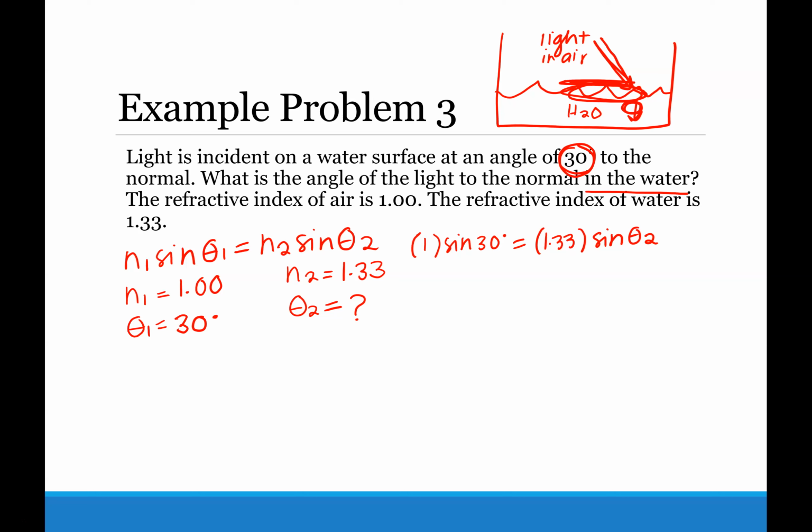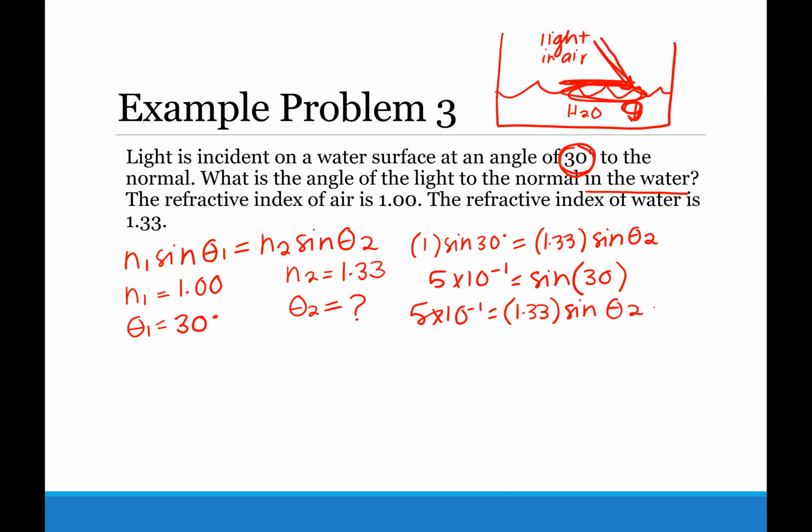to the beginning. So sine of 30 degrees, so sine of 30 is going to equal 5 times 10 to the minus 1. And the way that I wrote that in my calculator, I just pressed the sine button and open parentheses came up automatically. I typed 30 and then I pressed enter. And so that's what that equals. So at this point, you have 5 times 10 to the minus 1 equals 1.33 sine of angle 2.